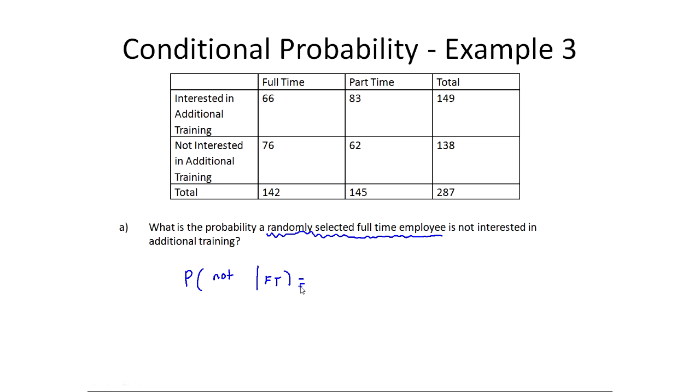Now, the idea with this type of conditional probability is if you're given the data already, you actually know how large the space is. You're not looking at everybody anymore, which is this 287. That's everybody. We only want to know about full-time employees. And so that would be this group right here. Full-time employees are this group, so I'm actually picking from that group. So there's a total of 142 full-time employees. So essentially, I zoom in on what I'm looking at. Now, out of that group, 76 are not interested in additional training. So this probability would be 76 out of 142.